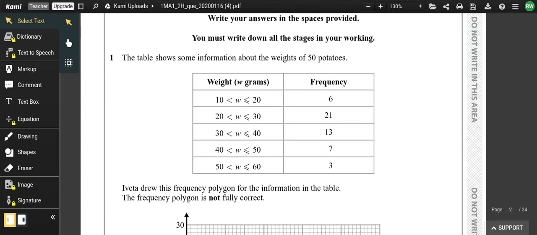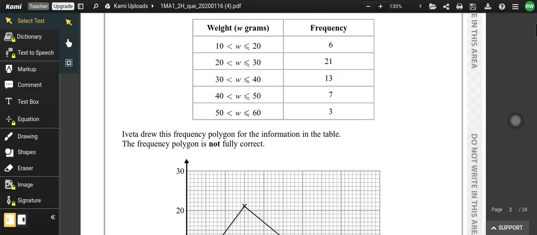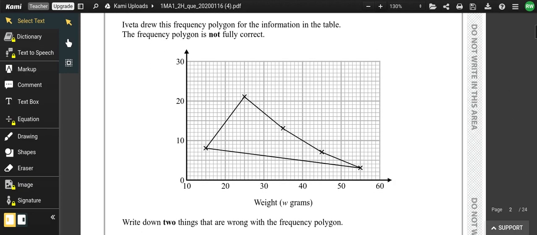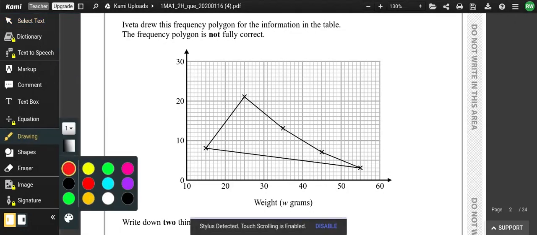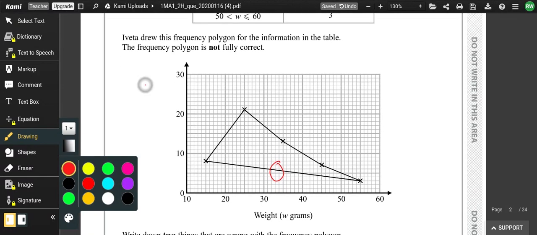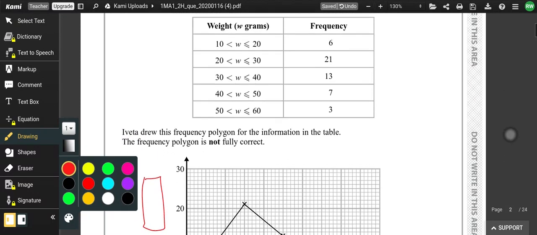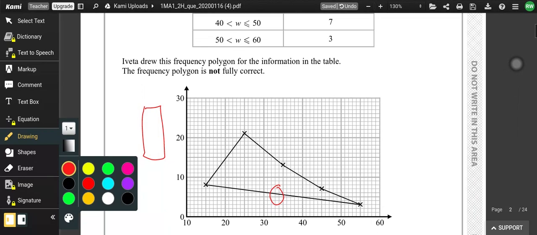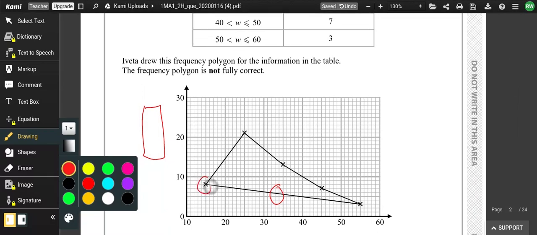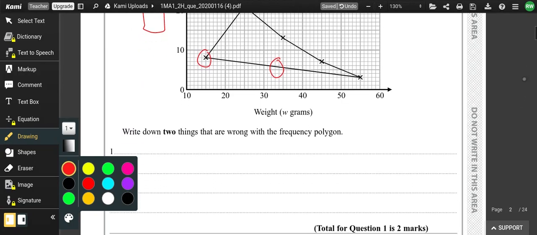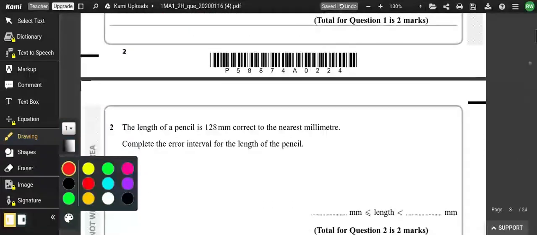Frequency polygon is not fully correct. So let's take a look at what that looks like. One of the first problems is that you wouldn't connect these points here. You would leave that open at the bottom. There's no label here. And let's check the points. 10 to 20 is 6. Yeah, so that's a little bit high there. So you could write down 2 of those things for the marks there.